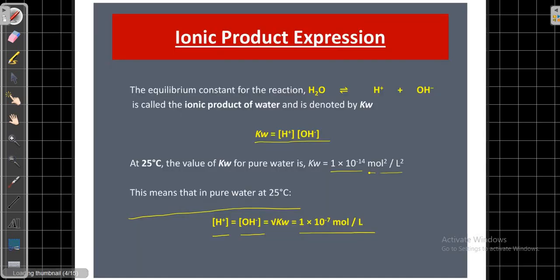The equilibrium constant for the reaction H2O ⇌ H+ and OH- is called the ionic product of water and is denoted by Kw.